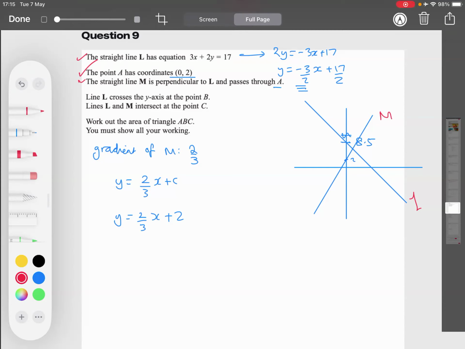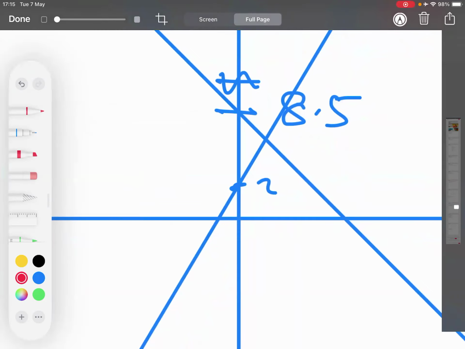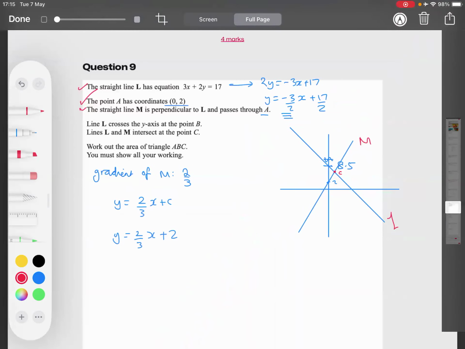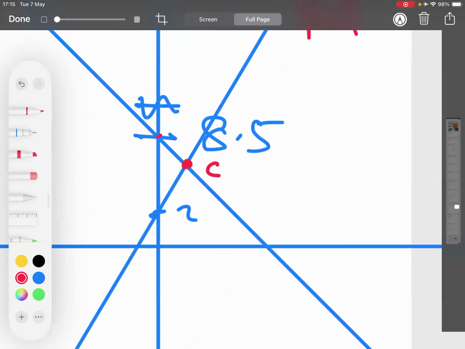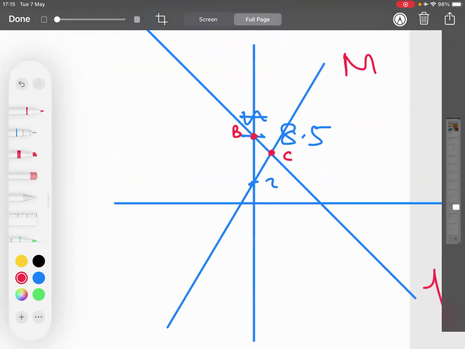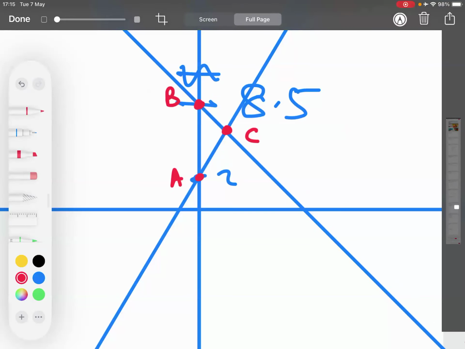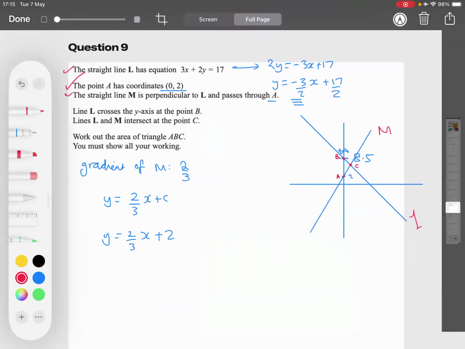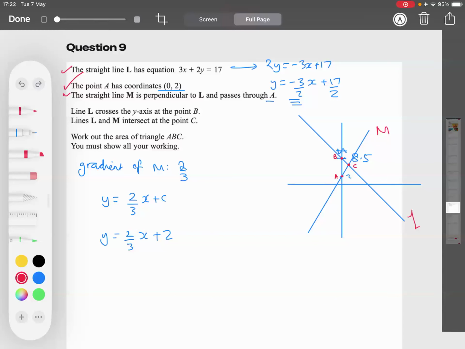Lines L and M intersect at C. Intersect means they cross, so that is point C. And we need to work out the area of A, B, C. So L crosses the y-axis at point B. A is this one here. Basically, I'll just tell you the next step is to work out C, and then we can take it from there. So we need to get point C.